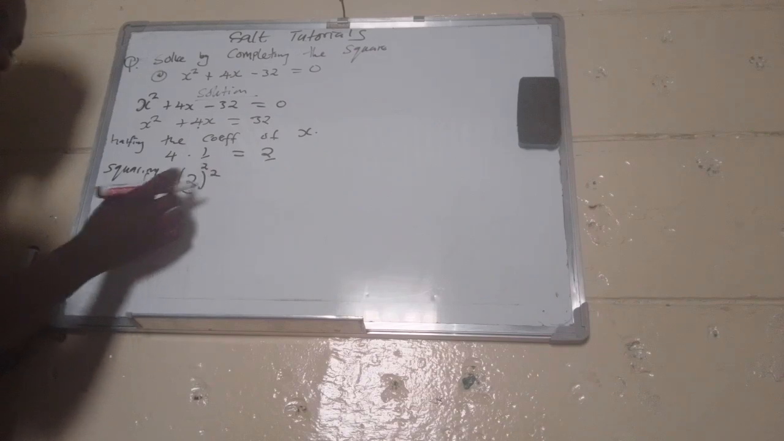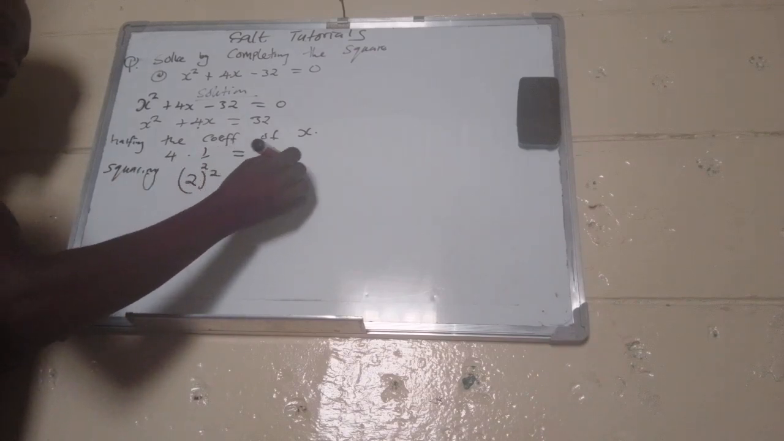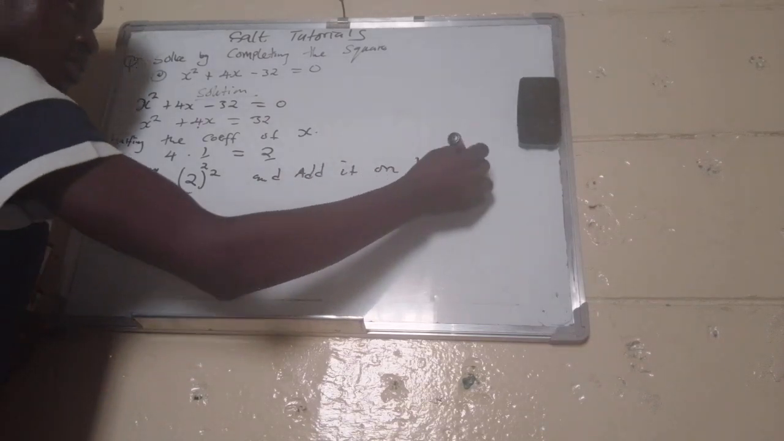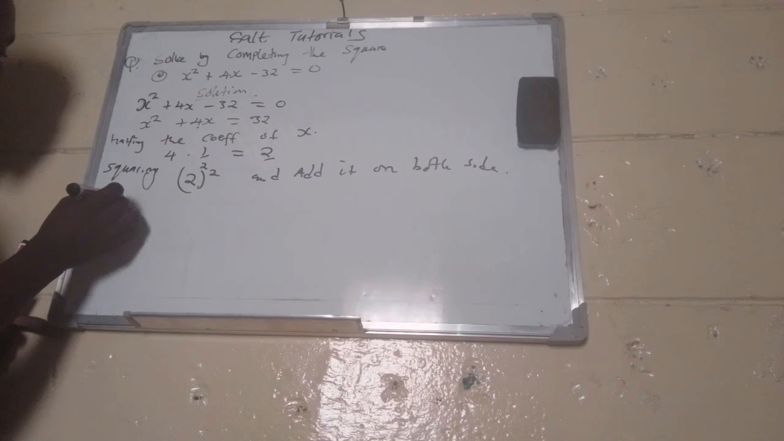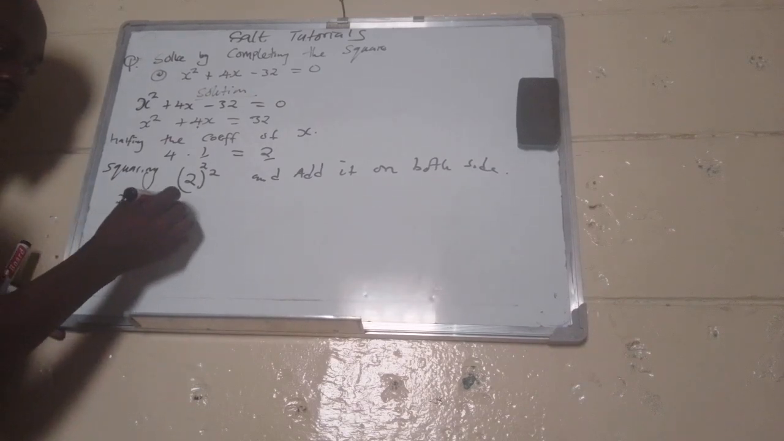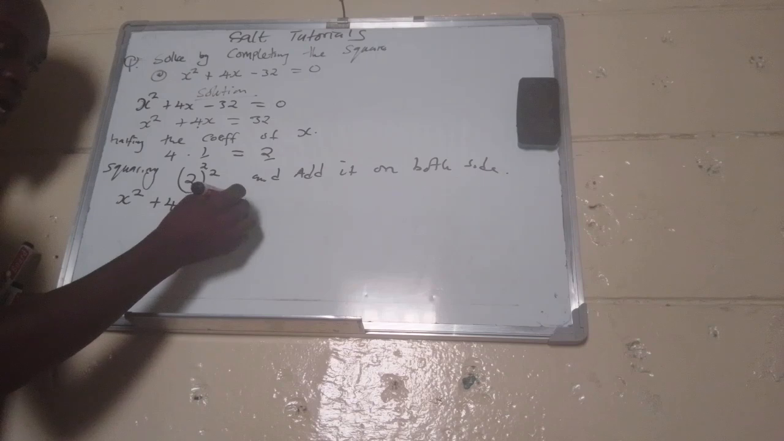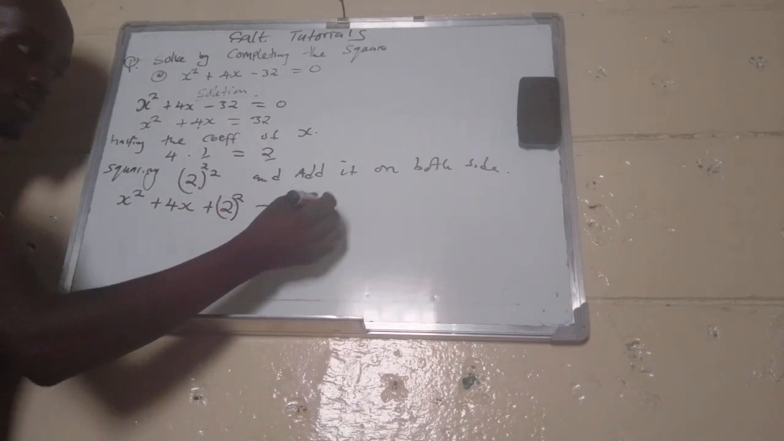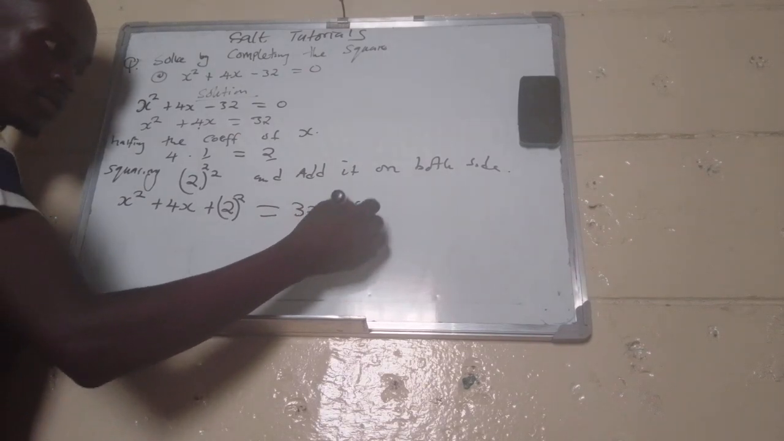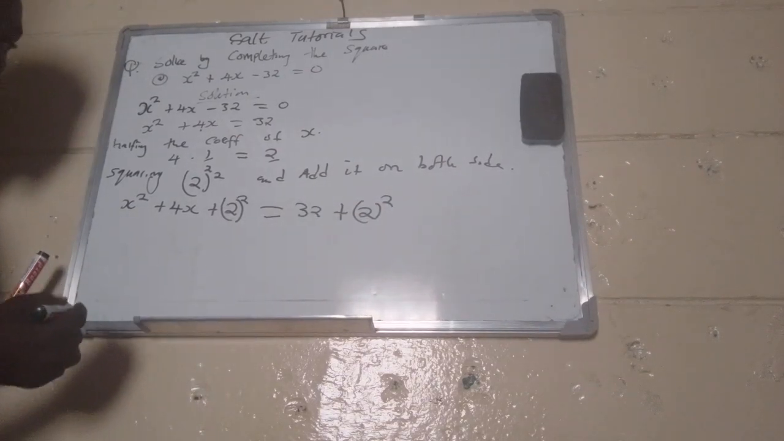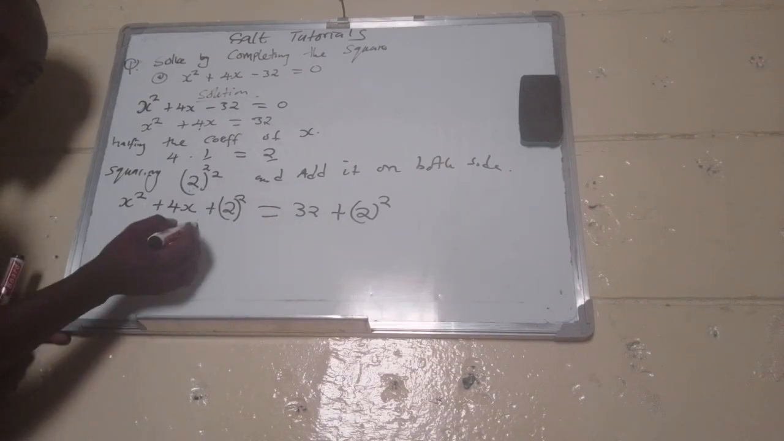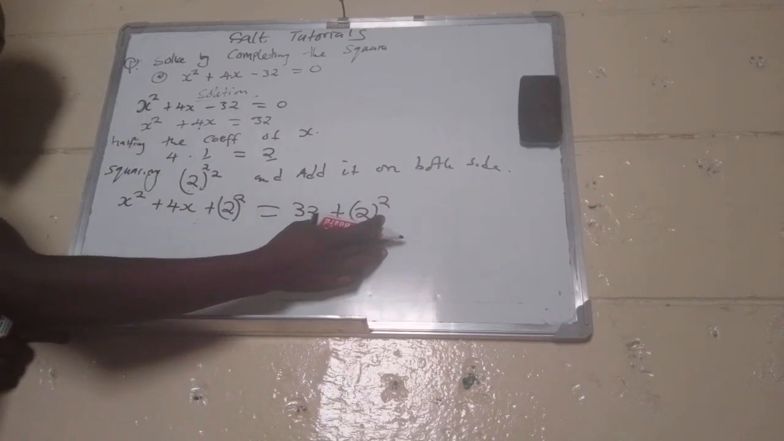So when you square it, we're now going to add it on both sides of the equation, so that I can have x squared plus 4x plus 2 squared is equal to, remember I had 32, plus 2 squared. Make sure you pay particular attention. Do not simplify it there and then. Keep it after adding it on both sides, so that you can simplify your right hand side later on.